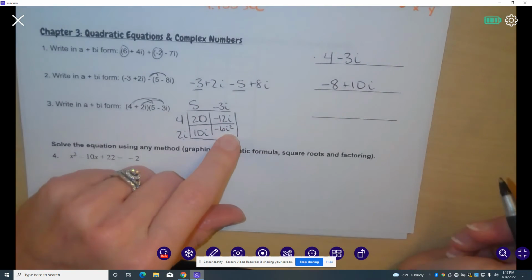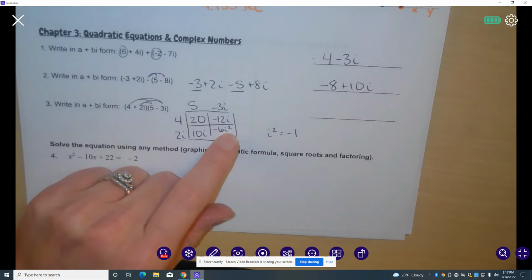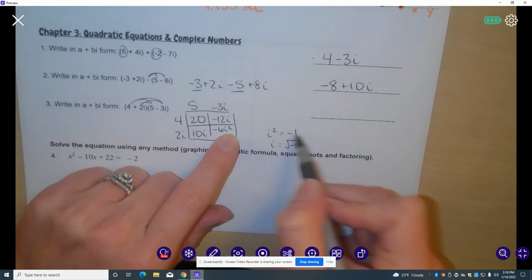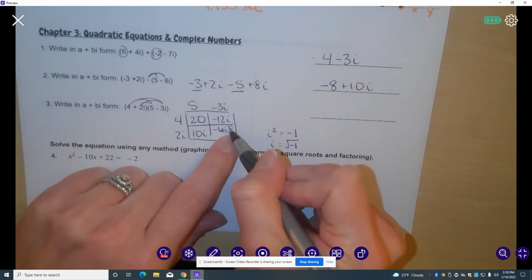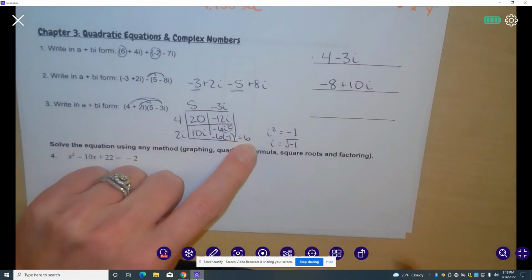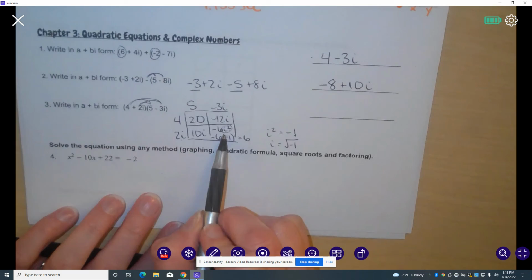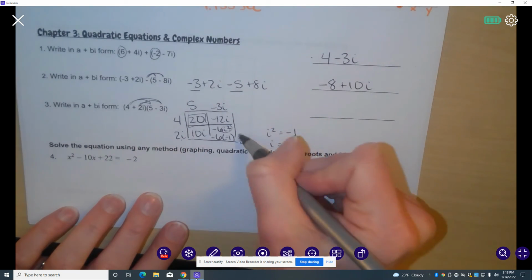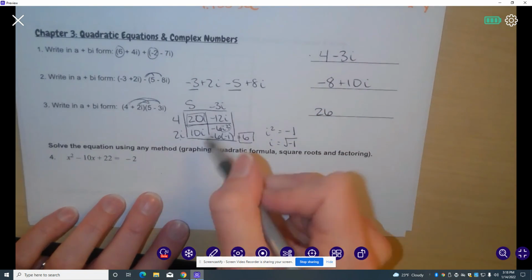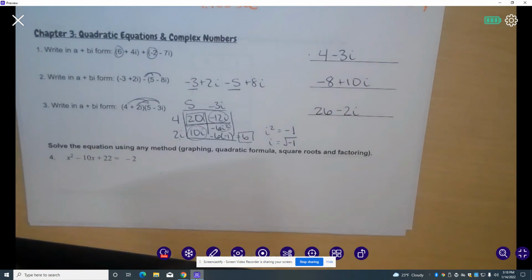Now, we want to remember that i squared is equal to negative 1, right? Because i is equal to the square root of negative 1. And so since i squared is equal to negative 1, I could rewrite this as negative 6 times negative 1, which is positive 6. And so I should not see any i's in this last box. And so now my only job is to combine like terms. So I'm going to add the 20 and the 6 together to get 26, and my 10i and negative 12i to get negative 2i.